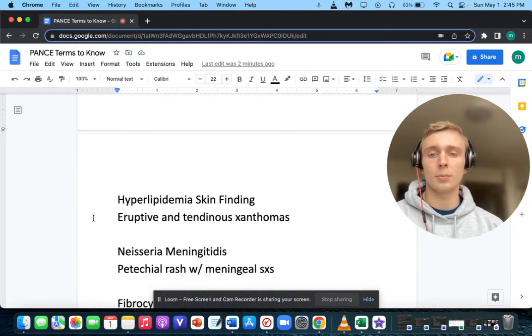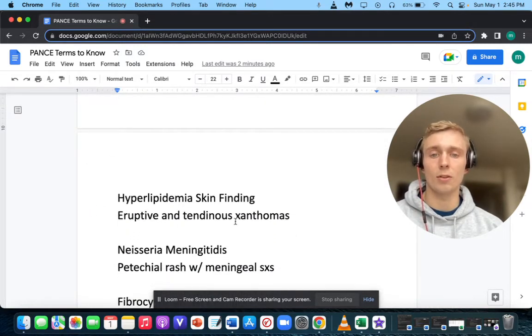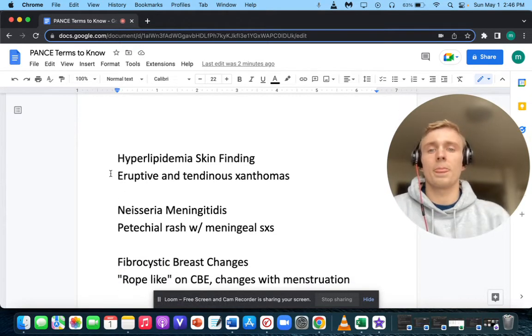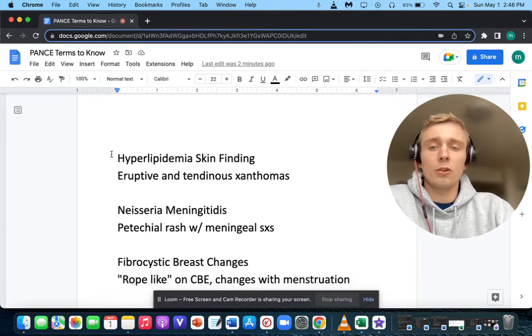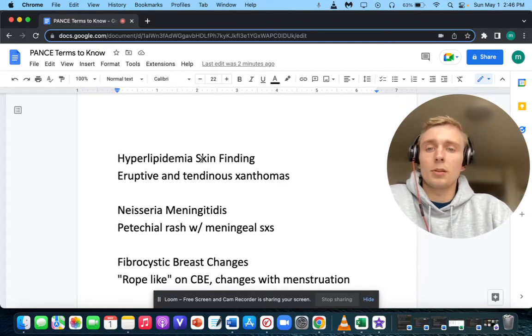So if you have eruptive and tendinous xanthomas, what does that make you think of? Eruptive or tendinous xanthomas. That will be the hyperlipidemia skin findings. And those can be on the extensor surfaces, also in the eyes as well. So in hyperlipidemia, you have those eruptive and tendinous xanthomas.